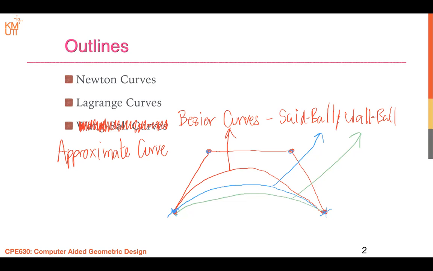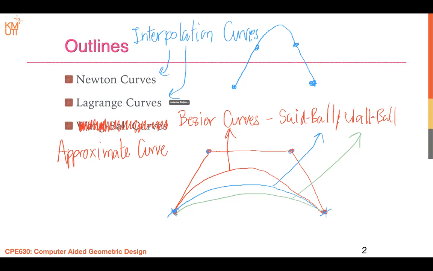He had an idea that he would like to join, for example, if you have four control points like this, 1, 2, 3, 4. Newton wanted to find a curve that can pass through these control points. He tried to do that in the past. So this kind of curve you can call an interpolation curve. And the interpolation curves we will talk about today are called the Newton and Lagrange curves.